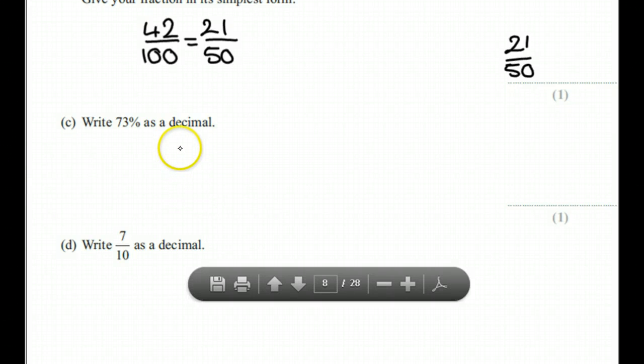73% as a decimal. There's a similar question in the paper which asks you to order numbers just like this one, and for 73% you just divide by 100 or move the decimal place twice, and 0.73 is your decimal equivalent of 73%.